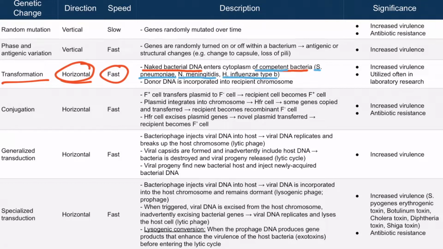And once inside the cytoplasm, the donor DNA from that naked lysed cell is then incorporated into the receiving bacterial chromosome. This is significant because the receiving bacterium can increase its virulence by getting that potentially beneficial DNA. Also, it's important to note that because this process is so simple, we can actually perform it in a laboratory setting. So, transformation is often utilized with laboratory research.